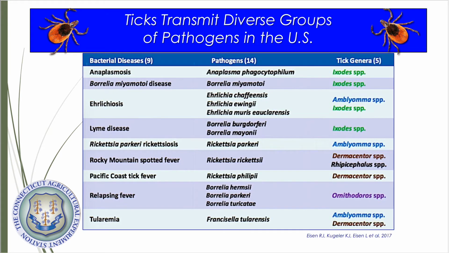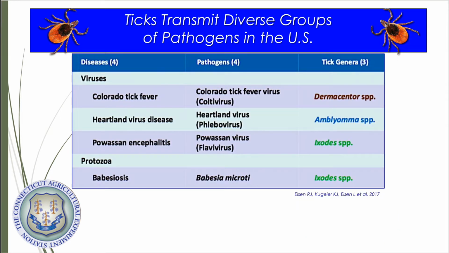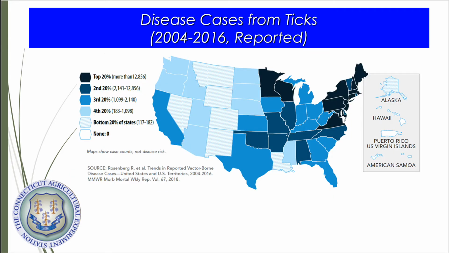In the United States, ticks transmit at least 14 bacterial pathogens responsible for 9 different diseases. Ticks also transmit at least 4 viruses and 1 protozoan agent responsible for babesiosis. The majority of tick-borne disease cases have been reported from the Northeast and upper Midwestern United States.